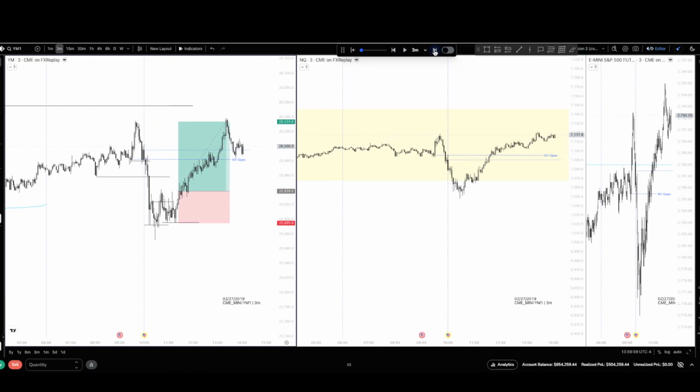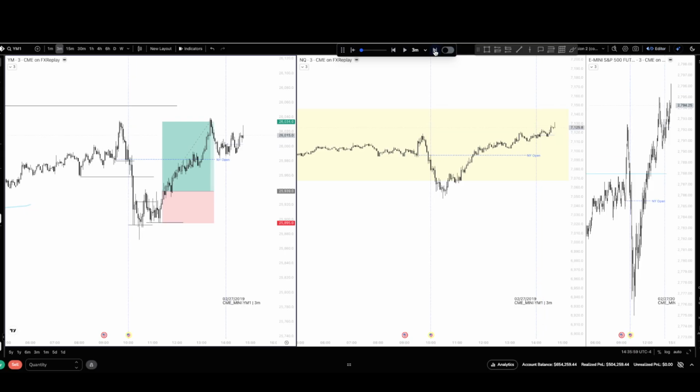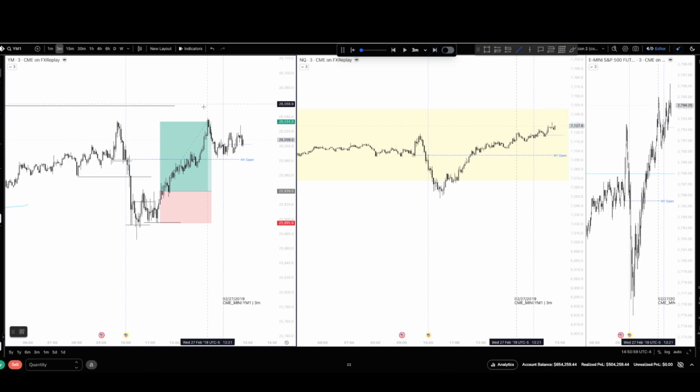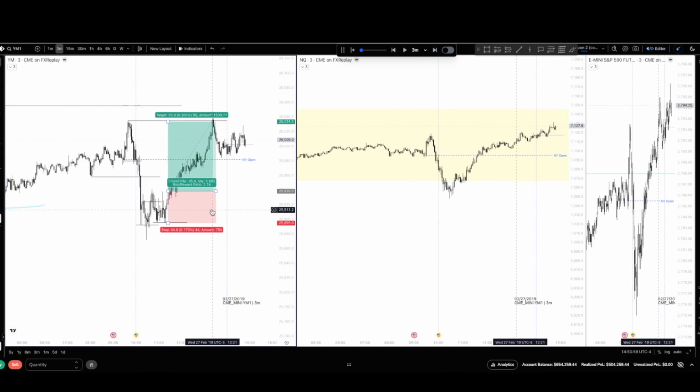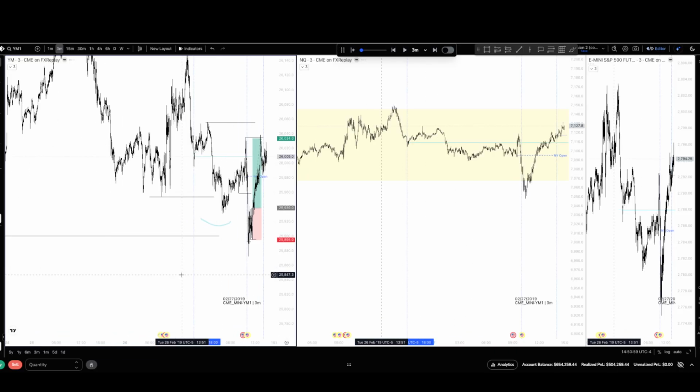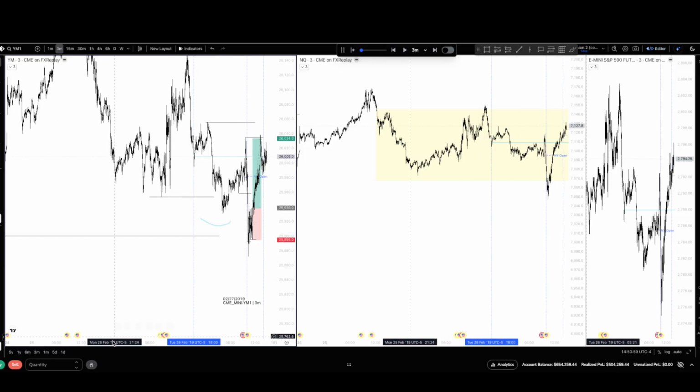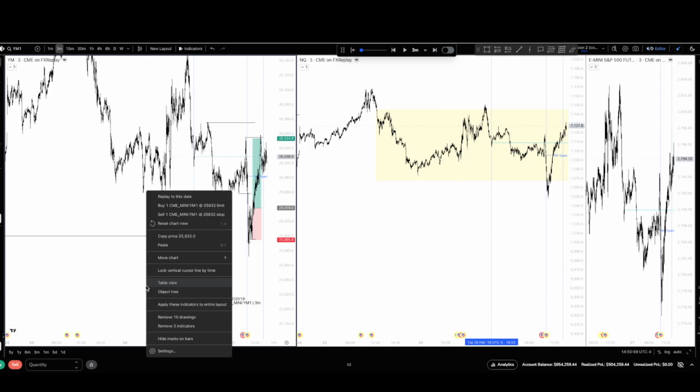Does it go to our full draw on liquidity? No, it doesn't. Right, so it just goes up to just this high, which is valid. Right, and with that being said, now let's go over from the top down and frame it how we would frame it if we was to actually journal it, right?